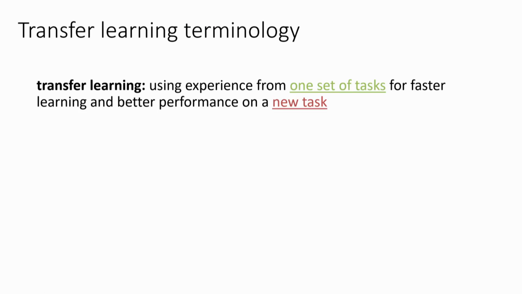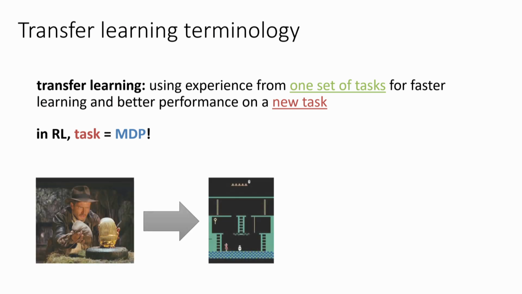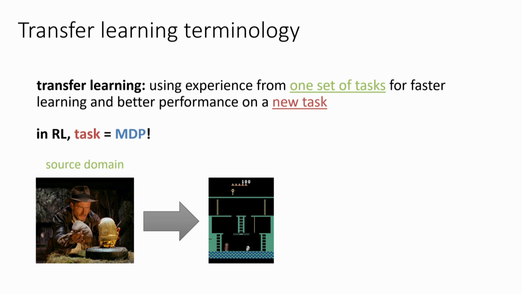So in transfer learning, our goal is to transfer experience from one set of tasks to a new task. A task is an MDP, and the source task and the new task can differ along different aspects of the MDP. They can differ in terms of the dynamics, in terms of their transition probabilities. They can differ in terms of their reward function. They can differ simply in terms of their initial states. We call the task that we train on initially, the task from which we are transferring experience, the source domain or the source task. And then the new task that we want to solve is referred to as the target domain or the target task. So your goal is to transfer knowledge from the source domain into the target domain.